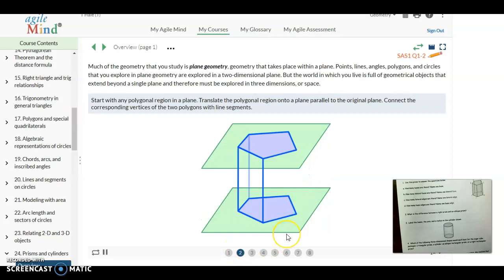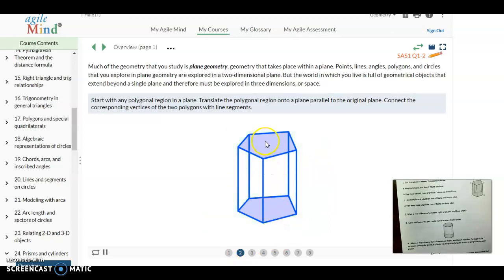So if we start with a polygon in a plane and we translate it, remember that's just a slide, up in that plane, then we create a plane parallel to the one we started with. If we connect those planes together at the vertices, then we create what is called a prism. So we started off with a pentagon, we translated that pentagon, we connected the new pentagon with the old one, and we created a prism.